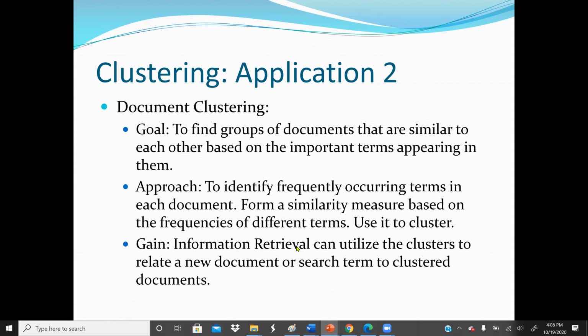What we gain: an information retriever can utilize the clusters to relate a new document or search item to a cluster of documents. So if I'm able to cluster the documents so that this is sports, this is marketing, this is banking, then for a new record, if it falls under any of these three, it will be sent to that location. If it's marketing-similar, or whatever the value.